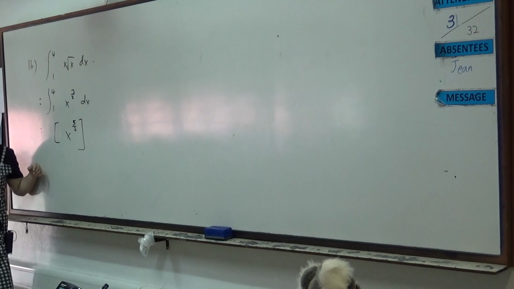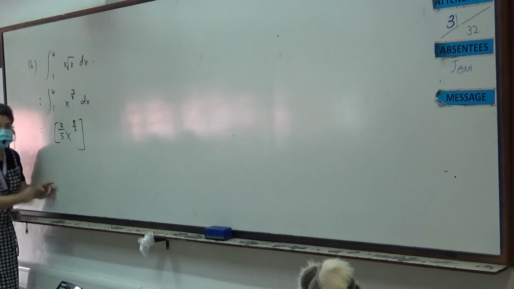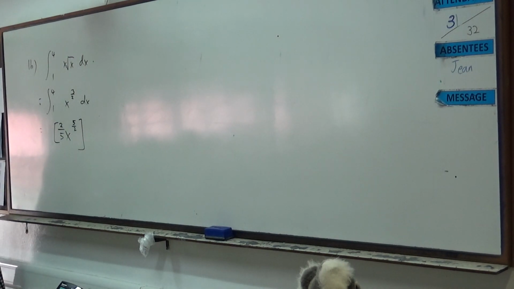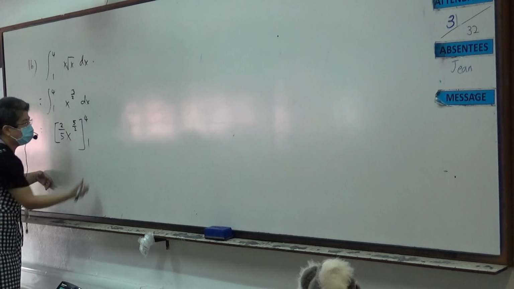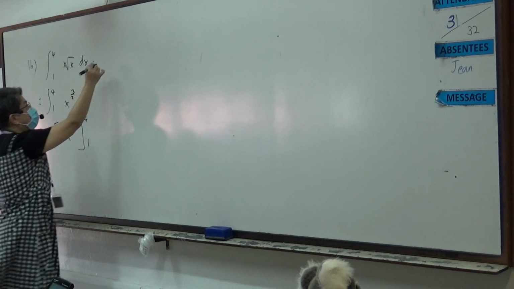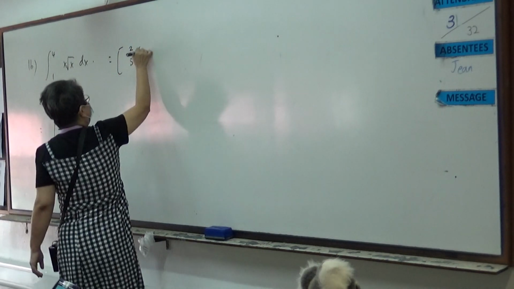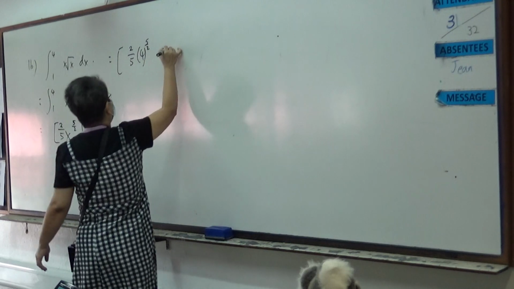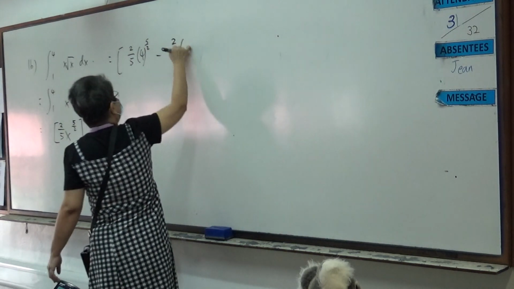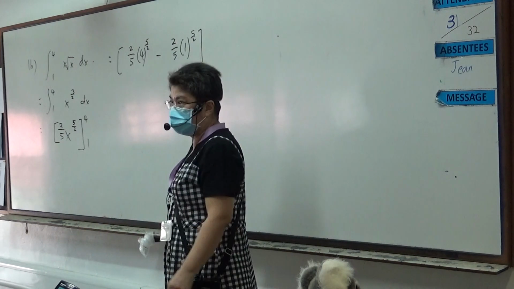Is that all? I must divide by 5/2, right? I want to teach you something. Divide by 5/2 is the same as times 2/5, right? Straight away, then you have 4 over 1. Correct? Now, I told you, I need to see this: 2/5, 4 to the power 5/2, minus 2/5, 1 to the power 5/2. I need to see the substitution.